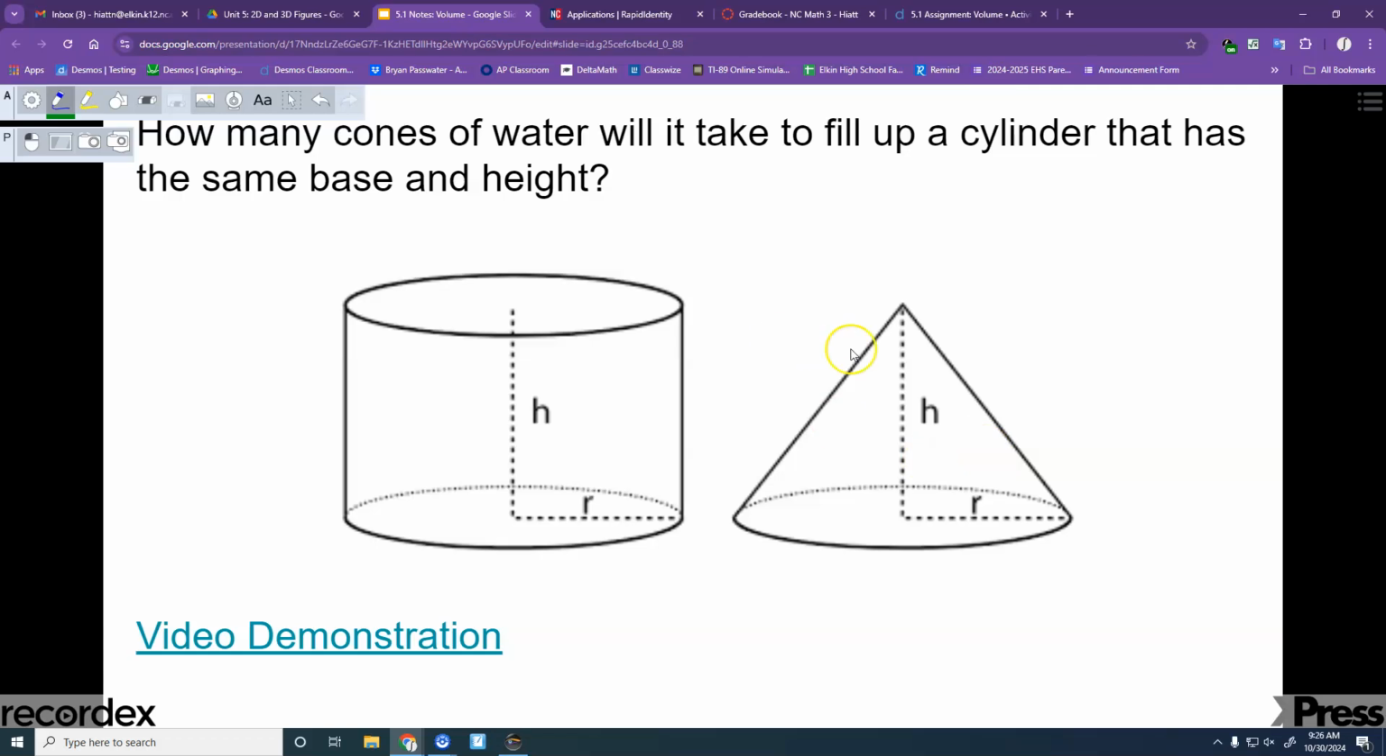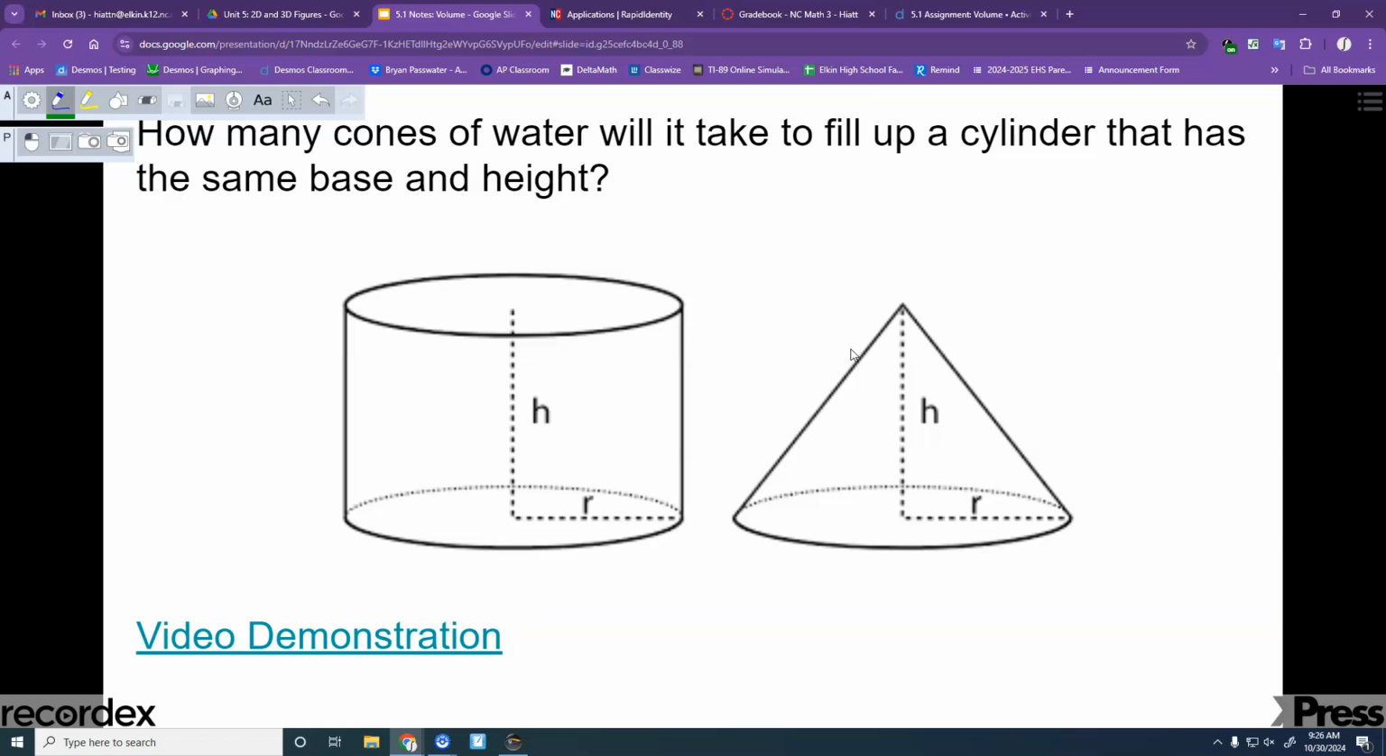So it takes 3 cones to fill up 1 cylinder. This is also a good reason, if you ever go to the store and something is packaged in a cone, it's a little bit of a scam. It makes it seem like there's more there than there is.